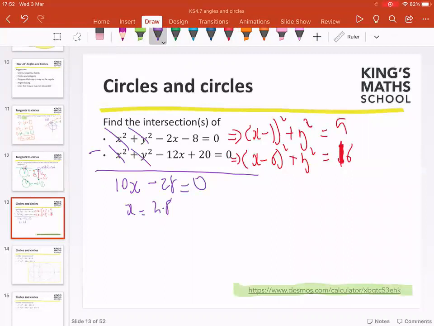So when x is 2.8, what's the y value? Well, I'm going to substitute it back in. So if I substitute it into the first equation, I'm going to get 1.8 squared plus y squared is 9.